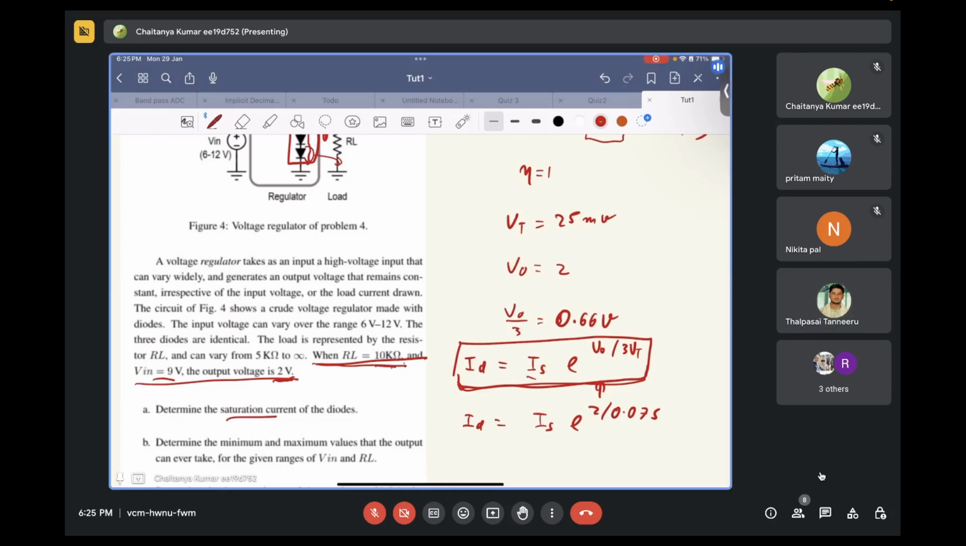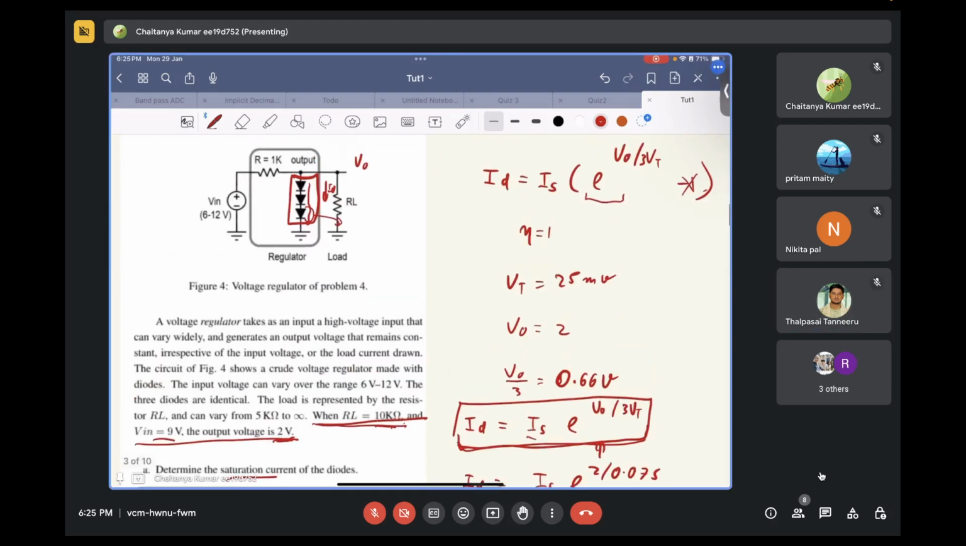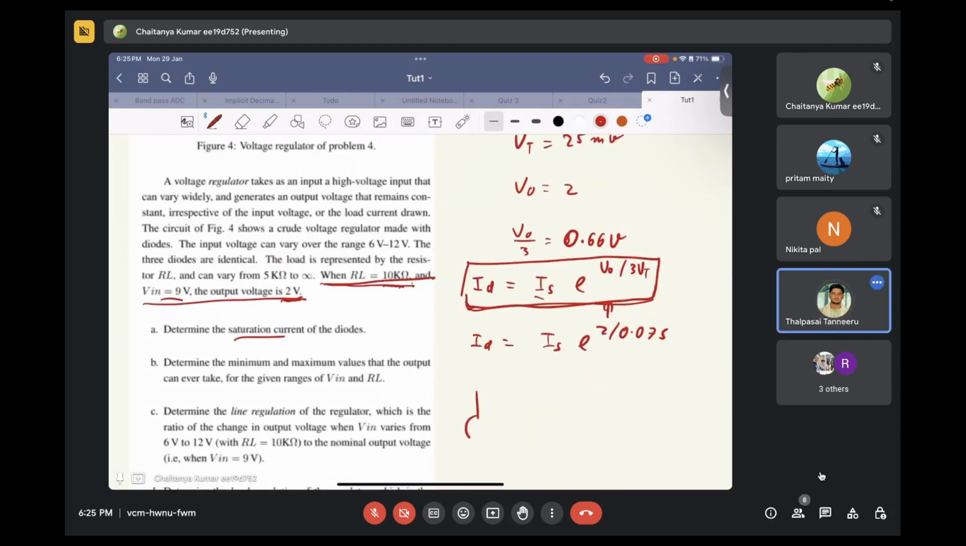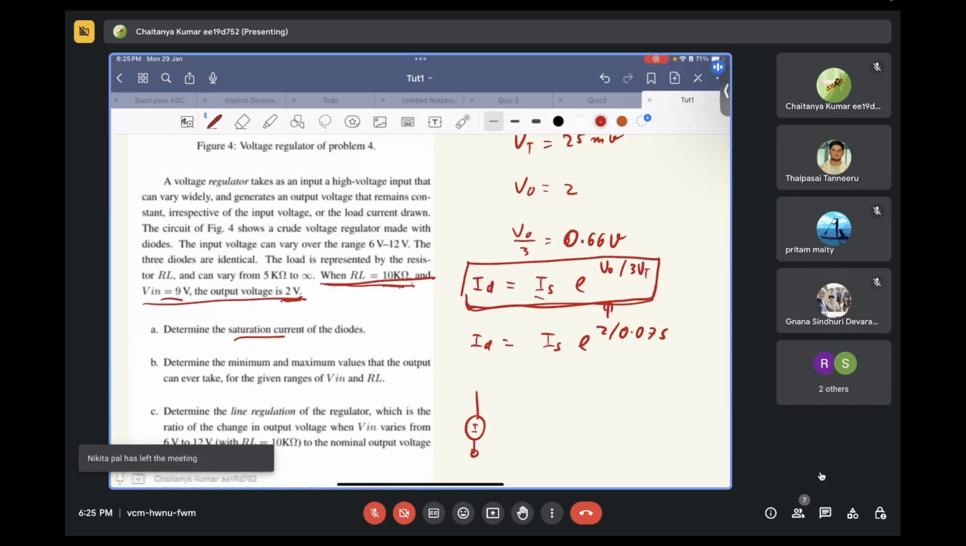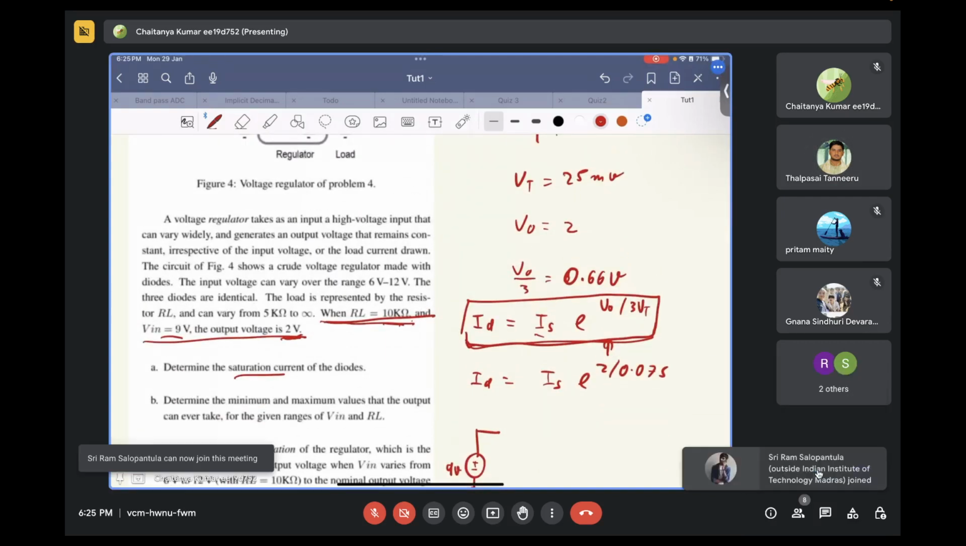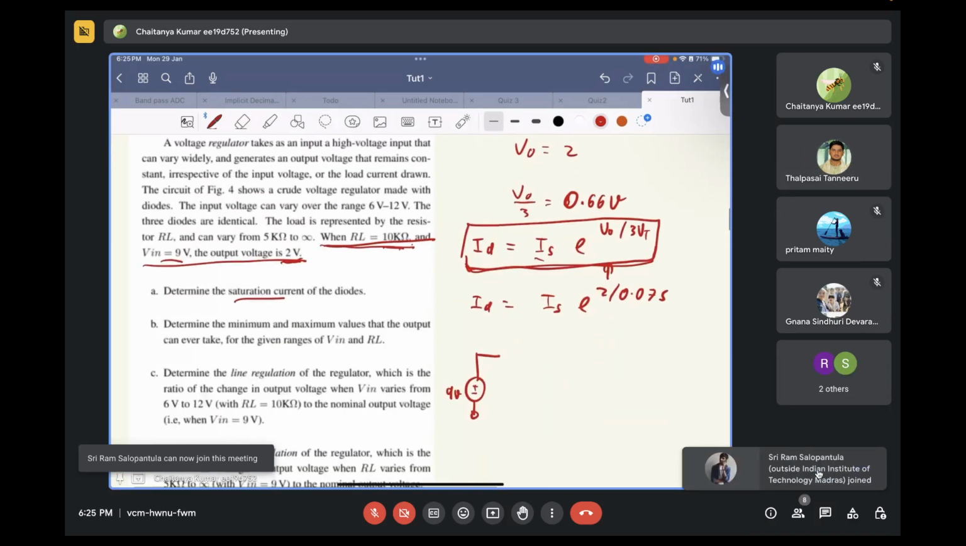Now, how will you find ID? Sir, we can find it by using nodal analysis, sir. V in minus V out. With this equation, we can find it. So what is the value of V in mentioned for this particular case? 9 volts. What is the series resistance? The series resistance is 1 kilo ohm.